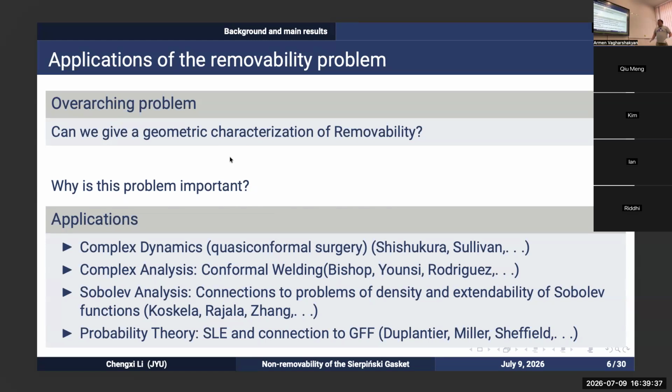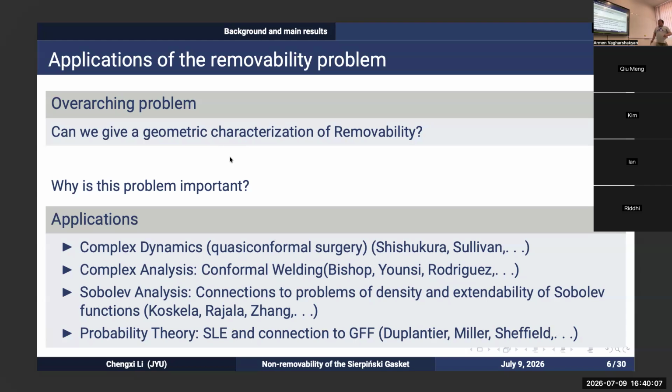For applications, just as the professors told us over the last few days, there is complex dynamics and quasi-conformal surgery, by Shishikura and Sullivan. It also has very basic applications in complex analysis, like conformal weldings, which other speakers talked about yesterday, about Bishop, Yonsei, and Rodriguez.